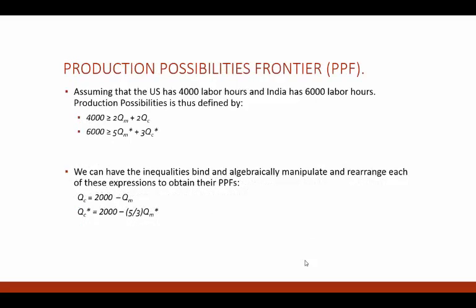The US is assumed to have 4,000 labor hours and India 6,000 labor hours. Thus, their PPFs can be described respectively. Again, algebraically arranging the expressions we have, we can for each country express their PPFs as the quantity of cloth being determined as a linear function of the quantity of machines.